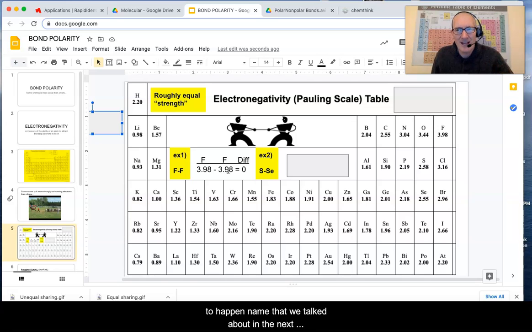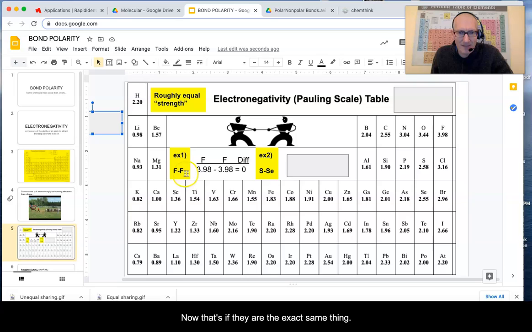And that's going to have a name that we're going to talk about in the next portion of our lesson. So small electronegativity differences, and all I'm doing is simple math. I'm just taking the electronegativity of one, the electronegativity of the other, and subtracting them. Now that's if they are the exact same thing.